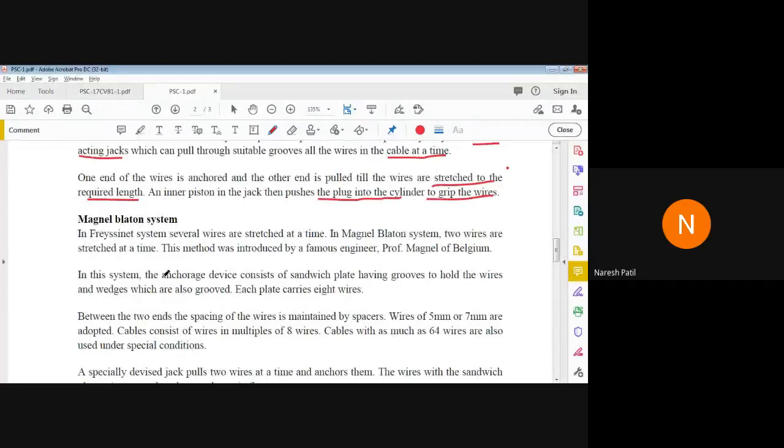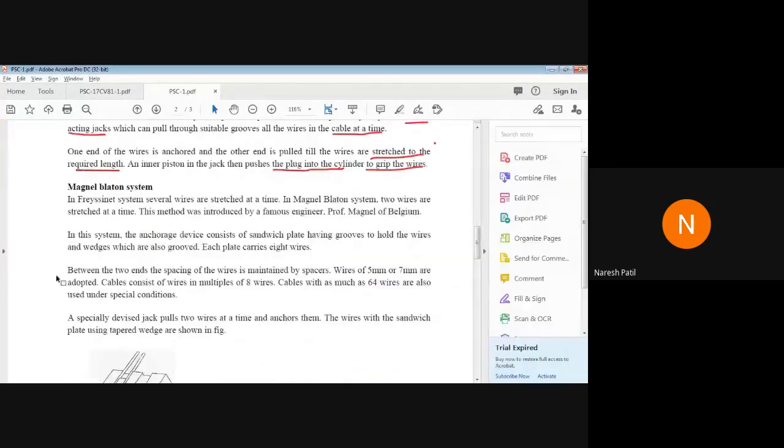Yes sir. Understood how the cable is locked? Yes sir, understood. Okay, Aryant? Yes sir.